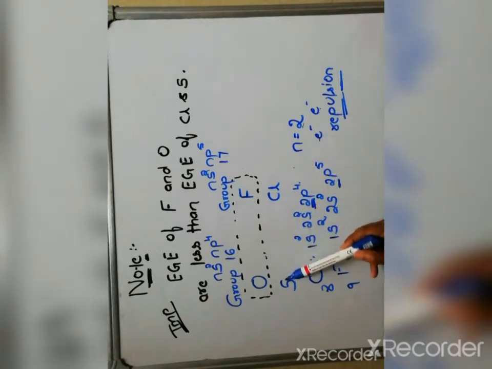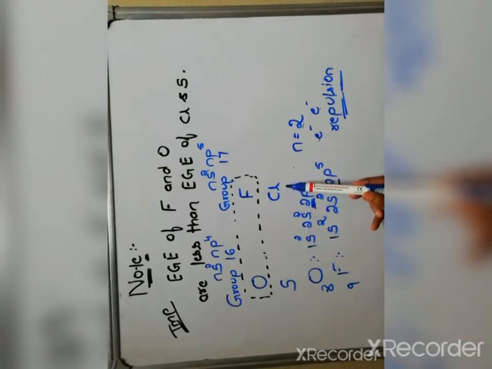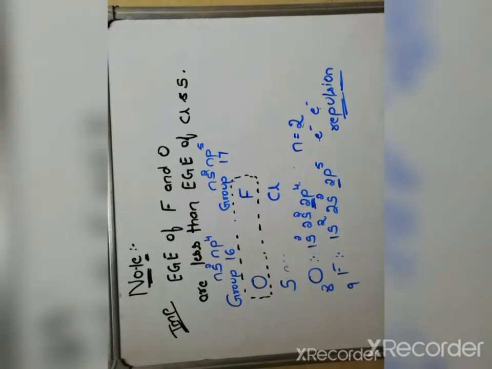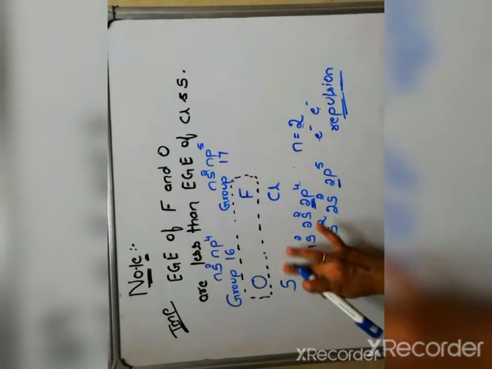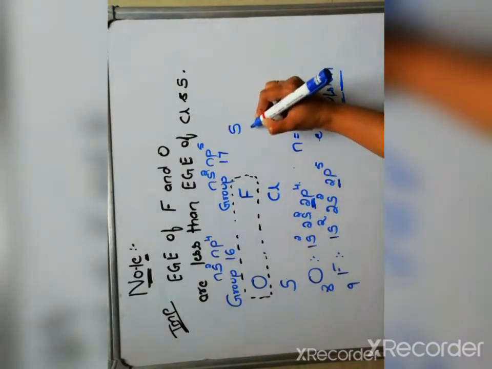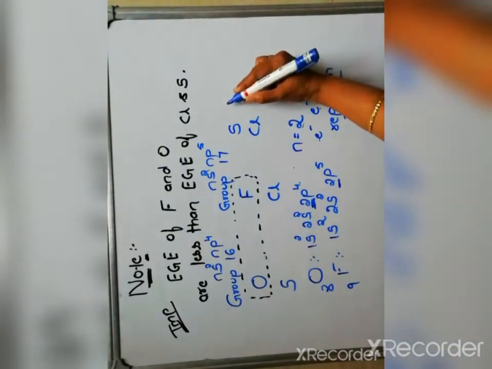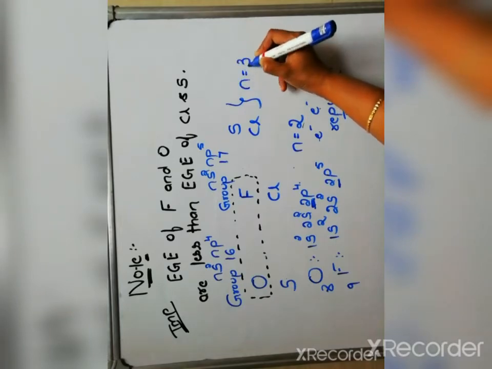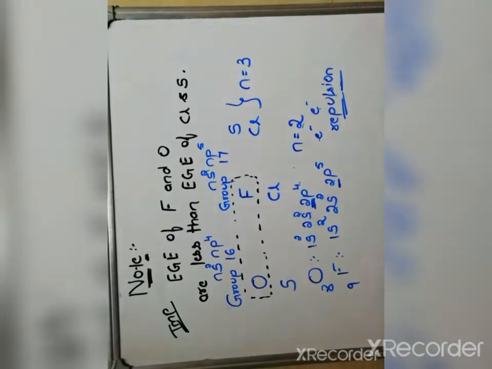Whereas in the case of sulfur and chlorine, what happens here? n is equal to 3. In sulfur and chlorine, the added electrons will enter into a little bit larger shell, that is n is equal to 3. So there is a little less repulsion when compared to that of oxygen and fluorine.